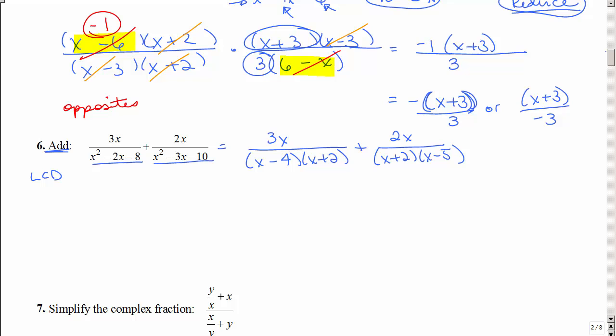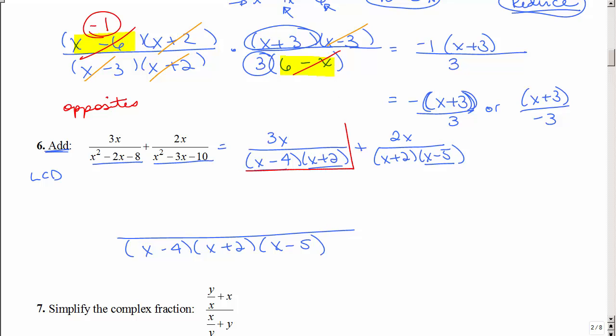So what would be the least common denominator? Well, it's one of every kind of factor. So I have an x minus 4, an x plus 2, and an x minus 5. No, I don't write down that x plus 2 twice. So I'm going to make it one long fraction, one big denominator. So that's my least common denominator.